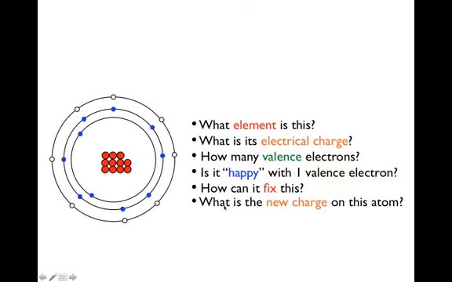Next question, what's the new charge of this atom? Well, we got rid of an electron, so we got rid of a negative charge. Now we have 11 positive charges, and we only have 10 negative charges from the electrons left over. So 11 take away 10 is going to equal positive 1. So the overall charge of this sodium atom is now positive 1. And what you would say is that sodium prefers to have an electrical charge of positive 1.